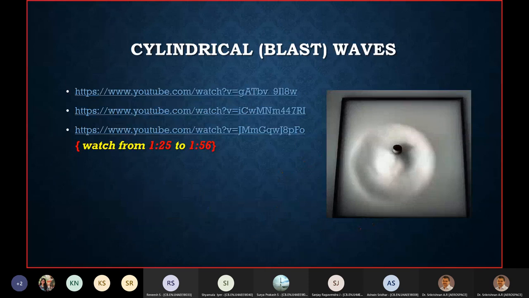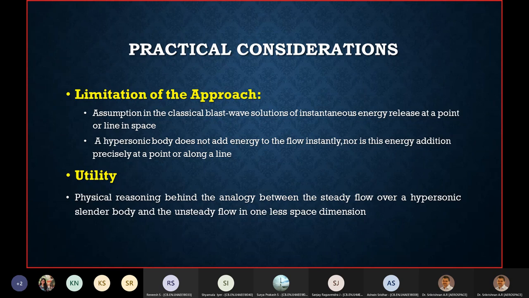Okay, let's look at the limitations of the approach. Though I did not keep repeating the assumptions, please keep in mind that all the assumptions like 1D, inviscid flow, etc., are implicit in the analysis. It is only for hypersonic flows, and it's also for slender bodies. In addition to that, we are actually making use of the blast wave solution.